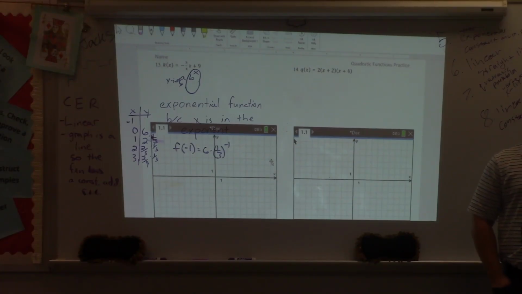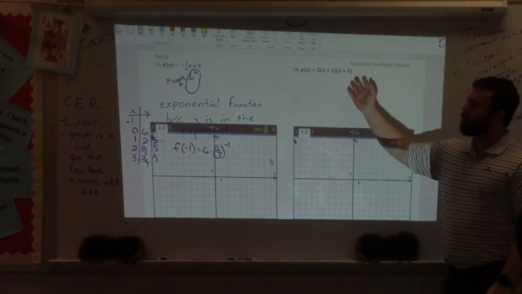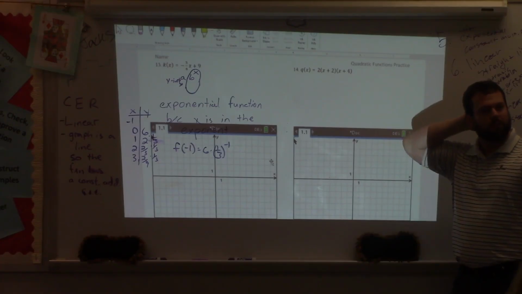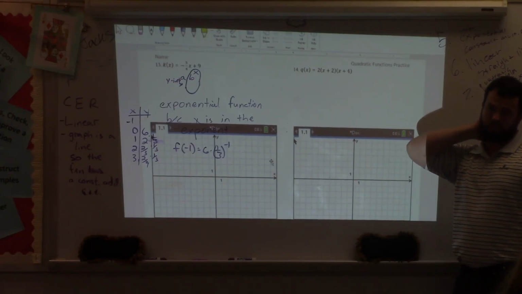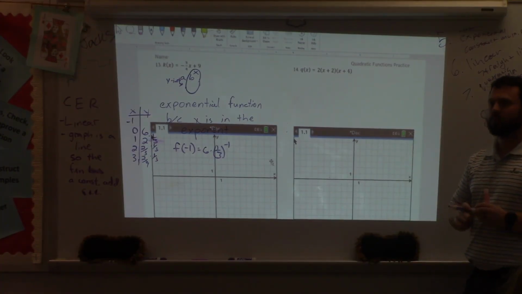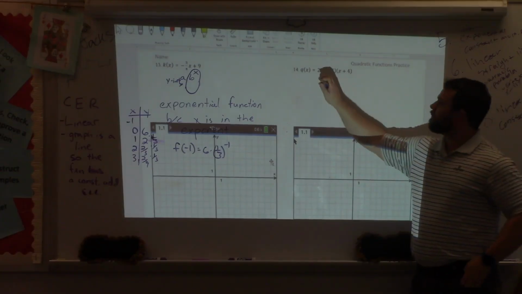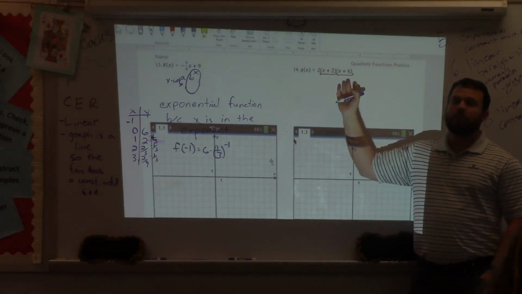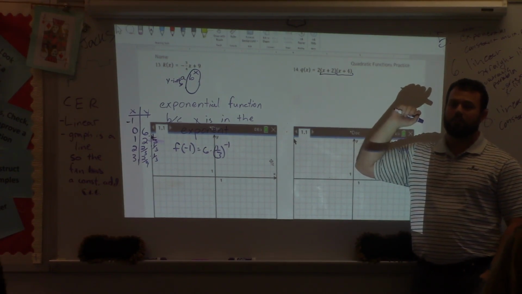The choice is yours. Alright, right here, number 14. What type of function do you think 14 would be? I think quadratic. Why quadratic, Ivan? Because the x's are like this. Yes. Isn't that problem supposed to repeat because you get 2 in the front?